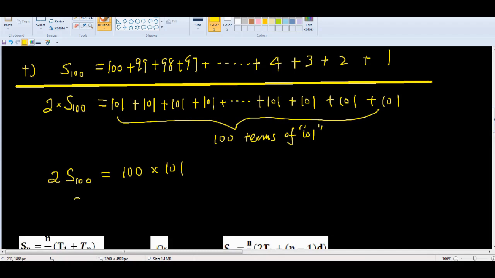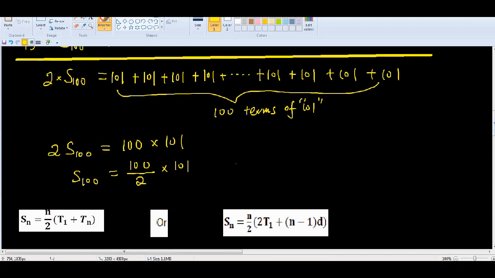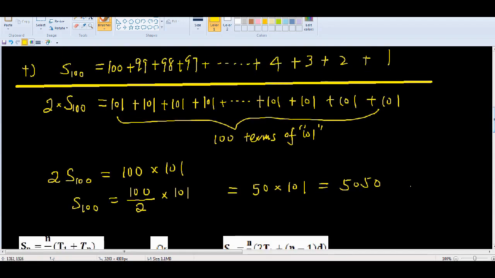Okay, so how could we find S100? What you need to do is divide the 2 over here and times that 101. Okay, so that will give you 50 times 101. And we could even do it without a calculator. So that would be a quicker way.